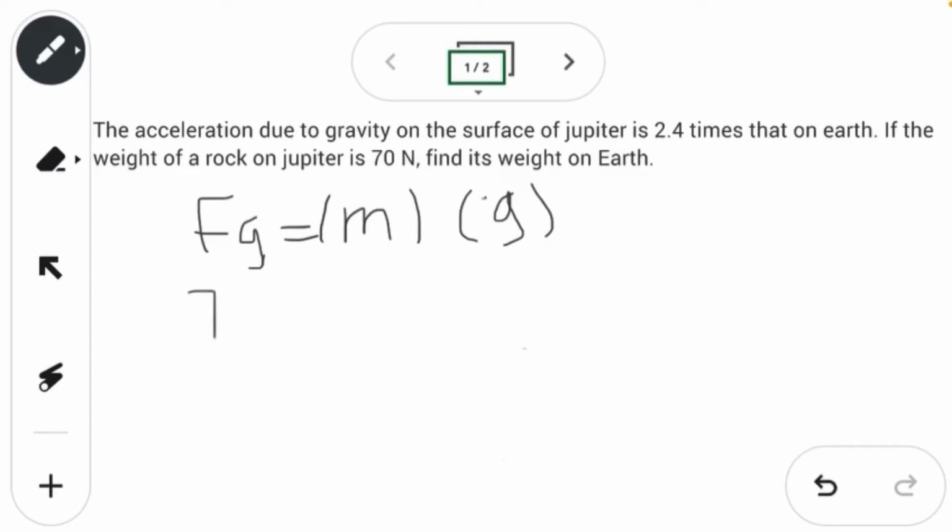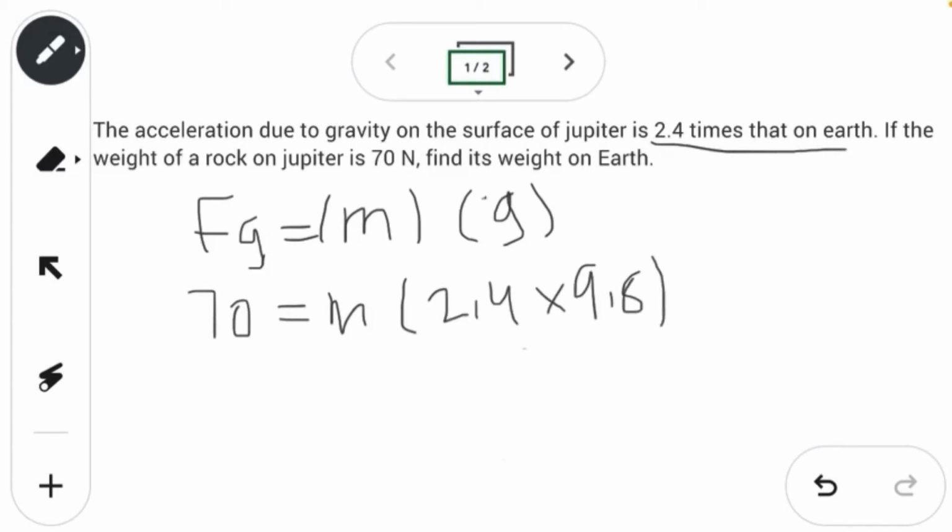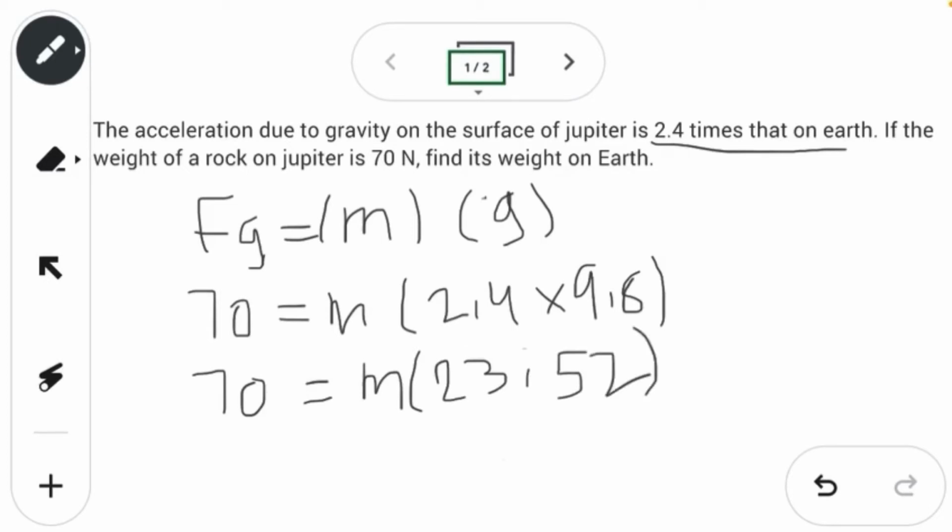So you'll put 70 is equal to the mass times gravity, which is 2.4 times that on Earth, which is 2.4 times 9.8. After doing that, you will multiply it, and you will get 23.52, and you will divide both sides, and the final answer will be 2.97 kilograms.